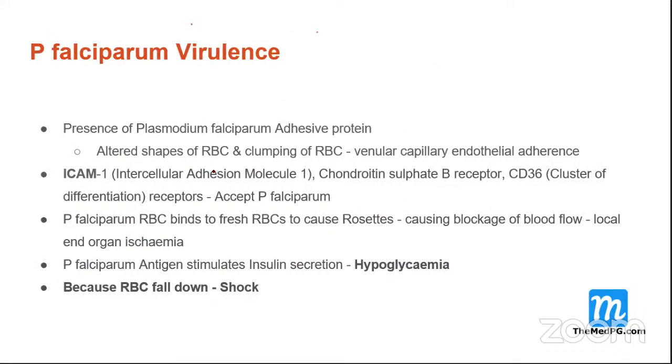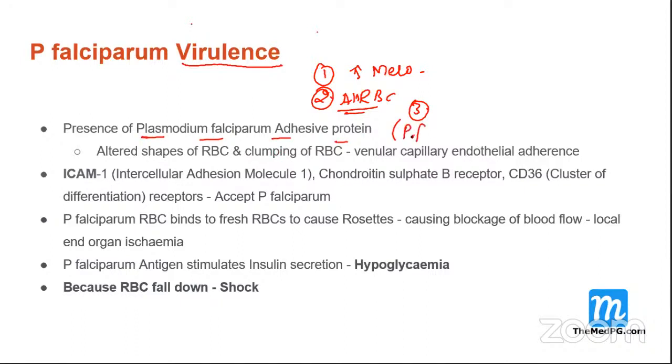Okay. Now there are some points you need to remember over here. How come Plasmodium falciparum is more virulent? First, there is a greater number of merozoites. Second, it affects RBCs of all age groups. And the third reason is the presence of Plasmodium falciparum adhesive protein, PFAP.